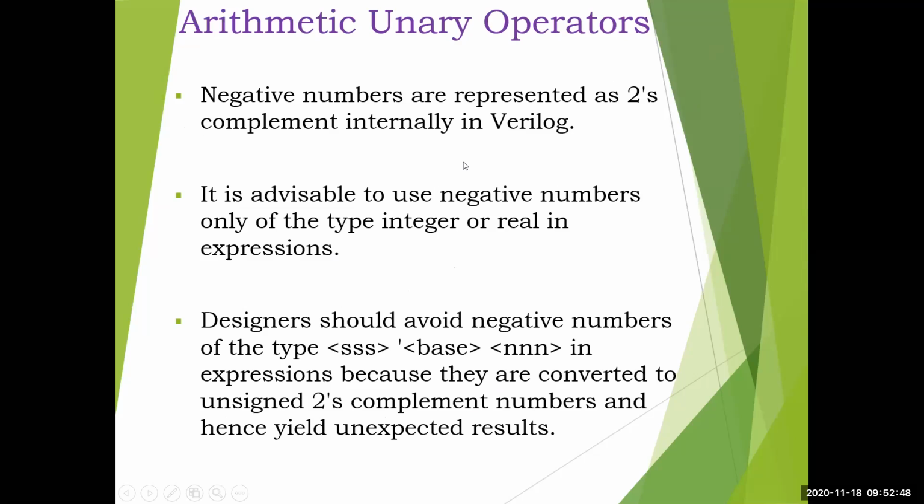So we'll take the discussion further. Negative numbers are represented as 2's complement internally in Verilog. Negative numbers are also represented in 2's complement, and it is advisable to use negative numbers only of the type integer or real in expressions. Designers should avoid negative numbers of the type size, base and number. This format we should not use when using negative numbers in expressions especially, because they are converted to unsigned 2's complement numbers and hence yield unexpected results. To explain this topic, we'll have an example.